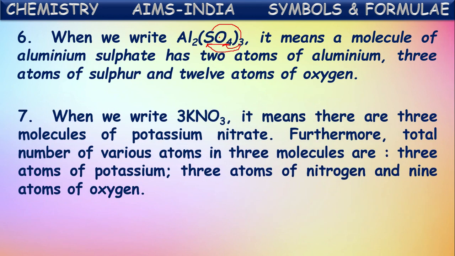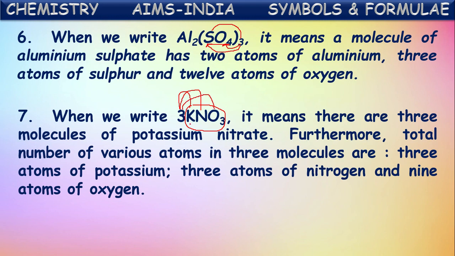And if you see one more example here, when we write 3KNO3, this 3 which is written at the front of the molecular formula will be applicable for all the atoms present in the molecule. So this 3 will come to potassium, this 3 will be applicable for nitrogen, and this same 3 will be applicable for oxygen also.